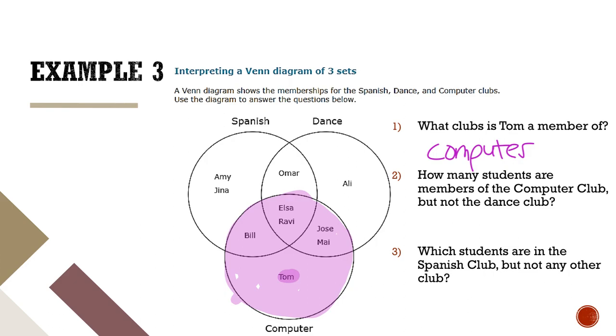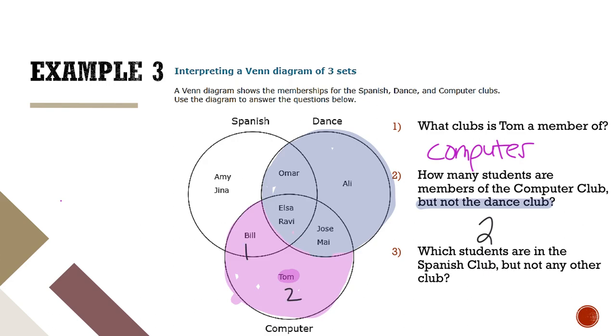Now, we do not want, but not the dance club. So the dance club is over here. So this is my dance club. So we don't want any of those names. So how many people are not going to be part of the blue, but are part of here? Well, there's only 2 who remain inside of this purpley magenta color. So that would just be 2 people. We only have 1 and then 2.